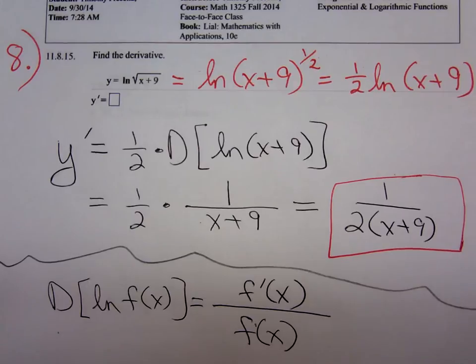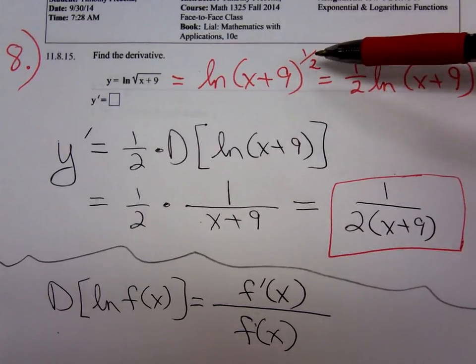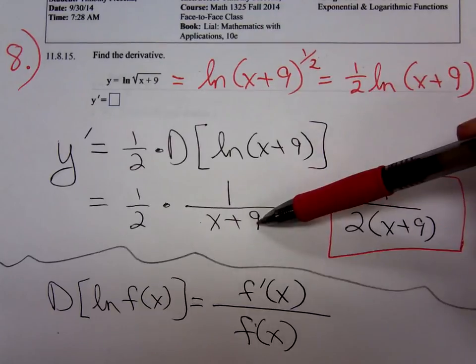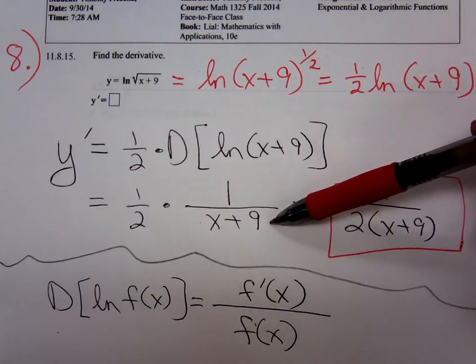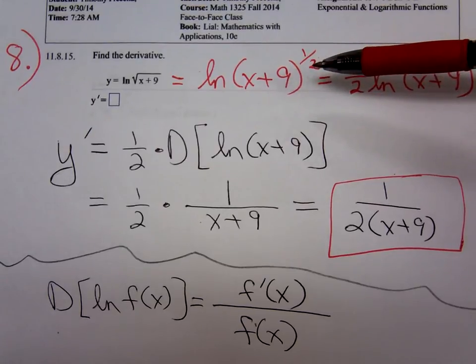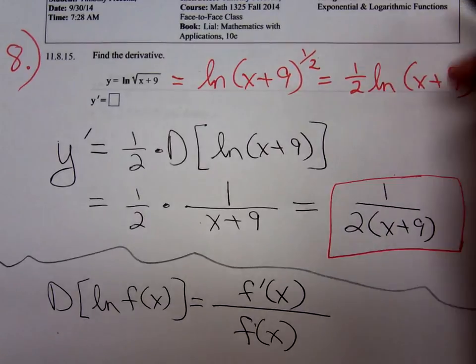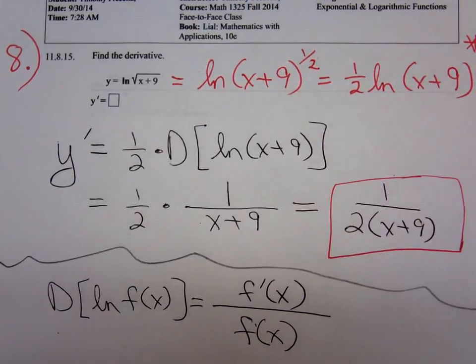And this is much easier than leaving that 1/2. Because if you do that, you'd have an x plus 9 to the 1/2 in the denominator, and you'd have to differentiate that x plus 9 to the 1/2 in the numerator. So it's much easier using that power rule of logarithms.